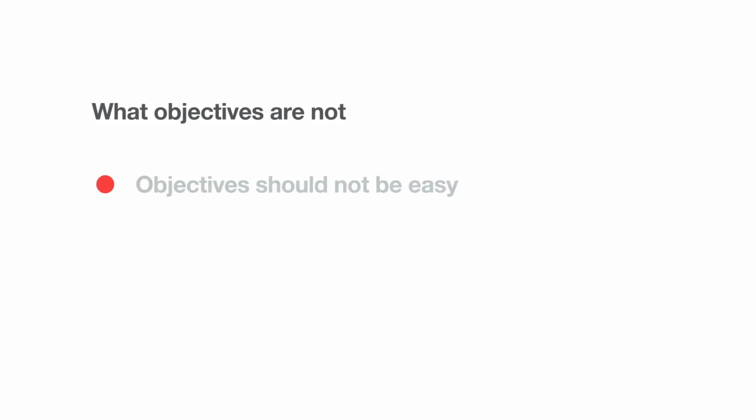After asking yourself those questions, it's also important to consider what objectives are not. Objectives should not be easy. You should only expect to achieve up to 2/3 of your objective in a single quarter. If an objective is achieved well before the end of the quarter, you weren't thinking big enough. And if you don't reach anywhere near that, you may have set an annual objective instead.